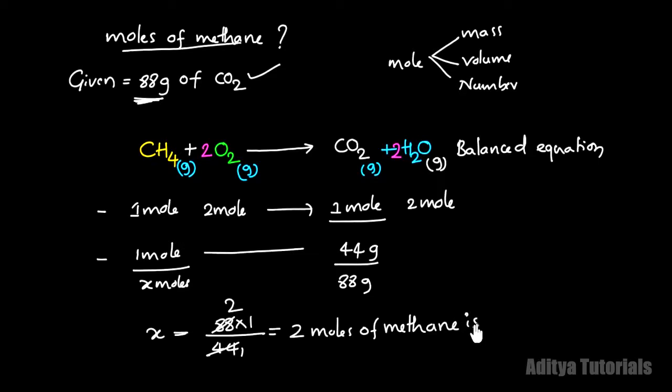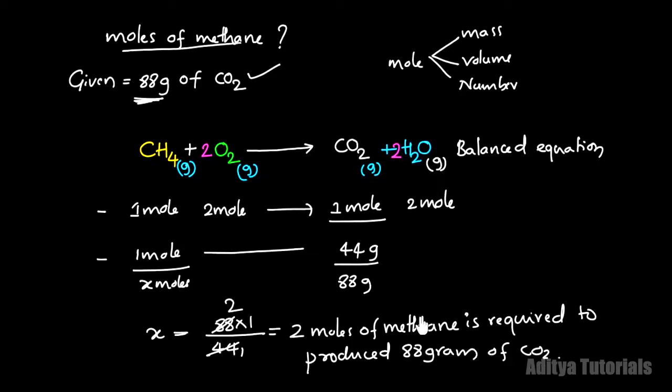2 moles of methane is required to produce 88 gram of carbon dioxide. Okay, let's see one more problem, students.